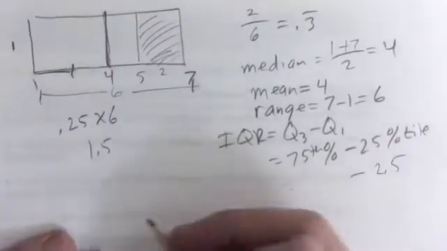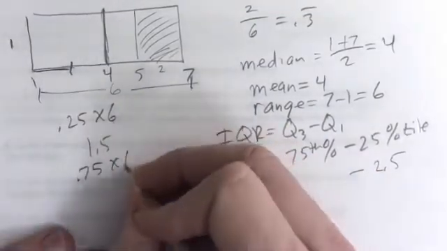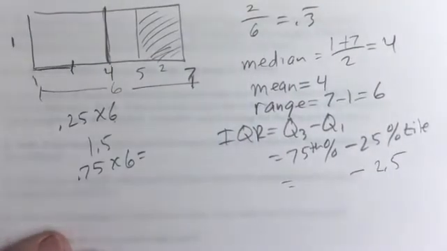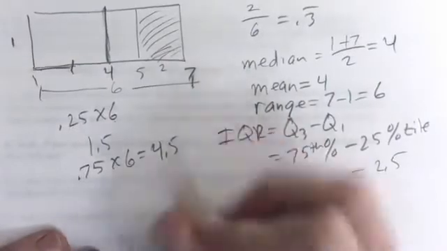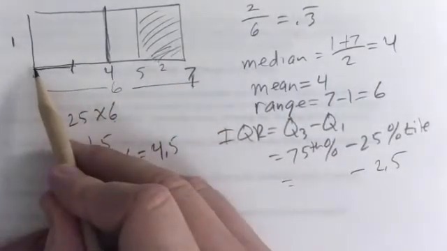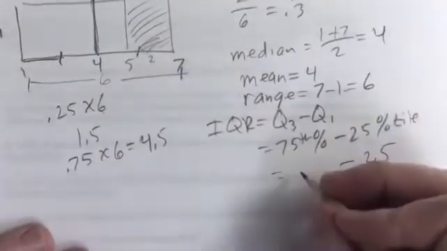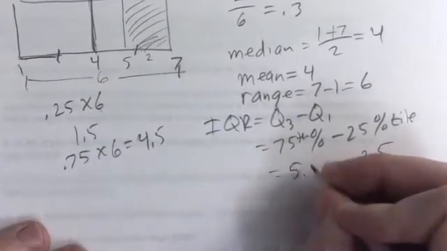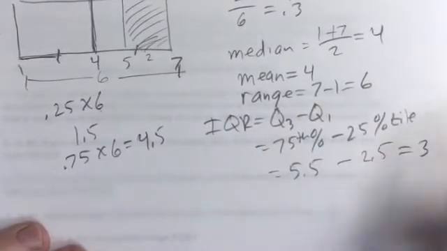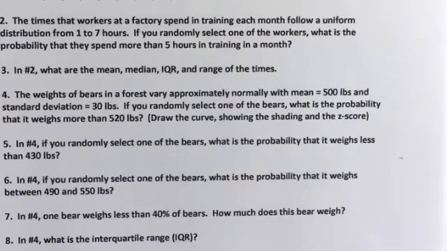What's the 75th percentile? Well, I'll go 0.75 times the whole length, which is 6. And so 0.75 times 6 would be equal to 4.5. So I've got to go 4.5 from here to here. If I start at 1 and then go 4.5, that would put me at 5.5. So therefore, my 75th percentile is 5.5, and I subtract those, and so the IQR is 3. So that one was just a tad more complicated.